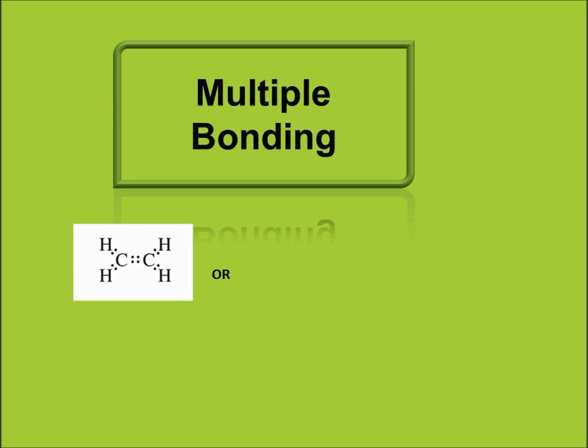A double bond can be represented with two pairs of dots between the bonding atoms or double dashes. If three pairs of electrons are shared between two atoms, we call that a triple bond.